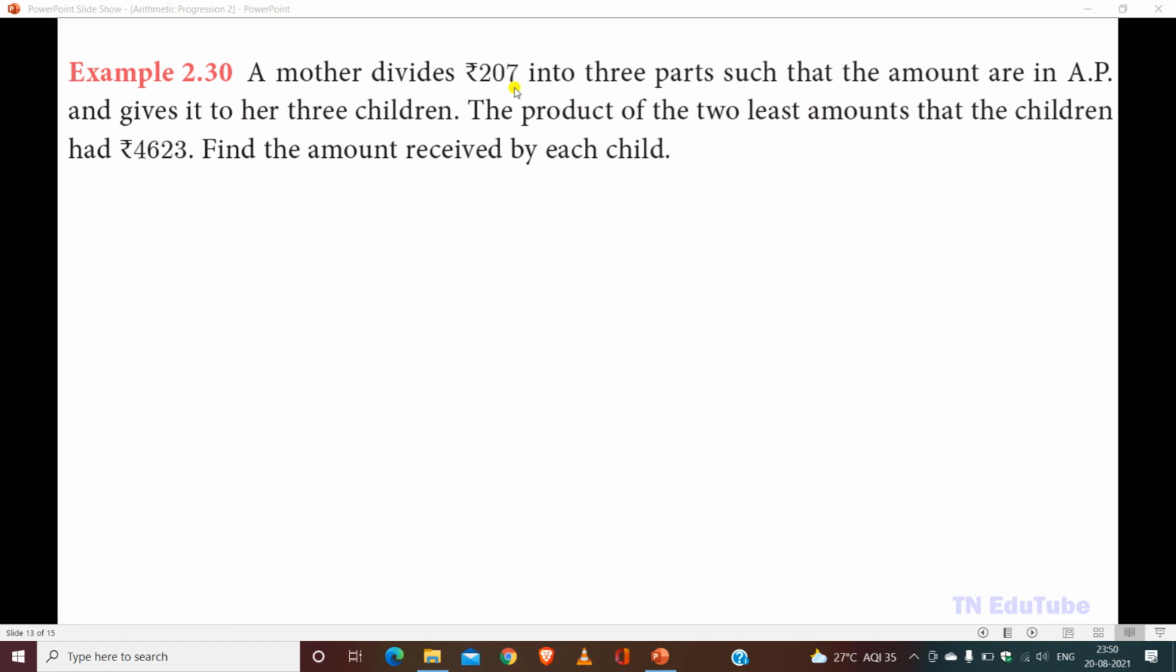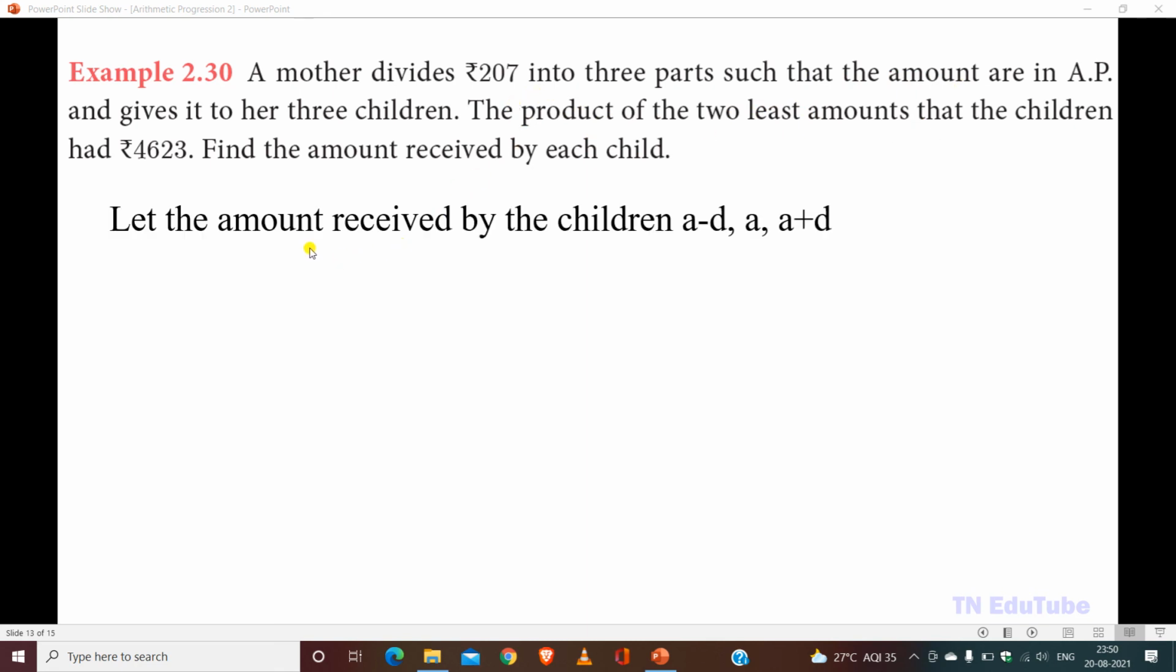So totally the three parts we have to split the amount 207. The amounts received by the children are in arithmetic progression. So the three parts we have to take like this: a minus d, a, a plus d. It is for our convenience only we are taking like this with a common difference d. When the sum of these three parts is 207, so a minus d plus a plus a plus d equal to 207.